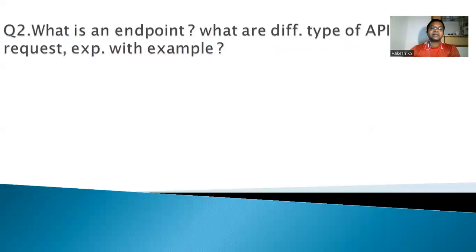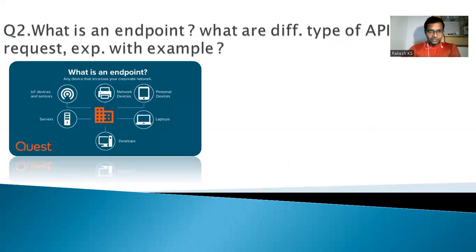Now let us see the next question. What is an endpoint? What are the different types of API requests? Explain with examples. The first one is: what is an endpoint? An endpoint is a particular device you use when sending data or receiving data. When you are transmitting and receiving data, that is an endpoint. For example, computers, mobile devices, laptops, whatever it is, these are called endpoints.